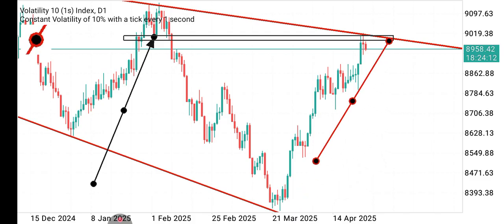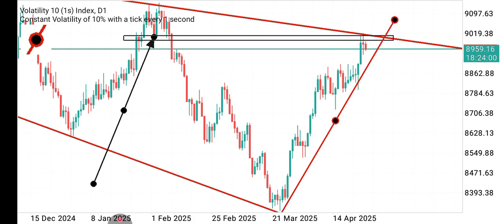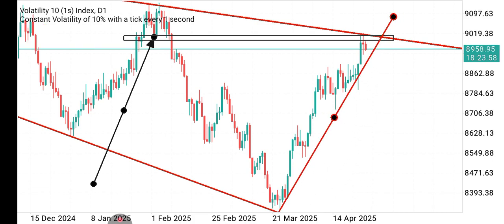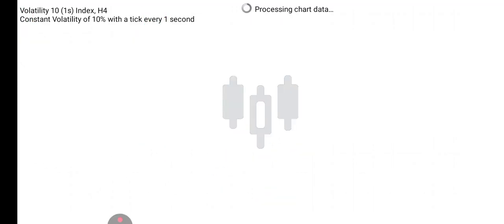Though it doesn't look too smooth, it doesn't look smooth at all, but you can just maybe join these lower lows up to this level. It doesn't really make sense anyway, but I can leave it. Let me take it out first. All right, let's go to the 4 hourly time frame. On the 4 hourly time frame, let's see what we have.